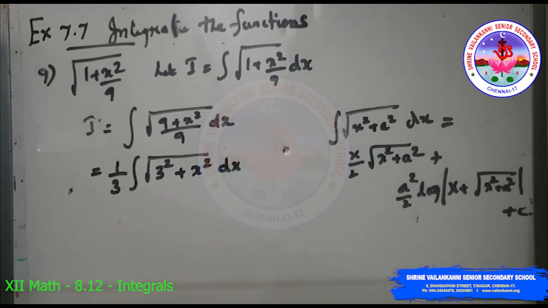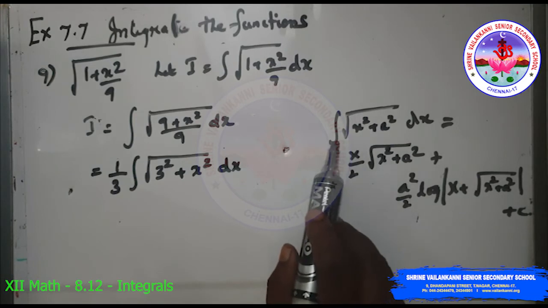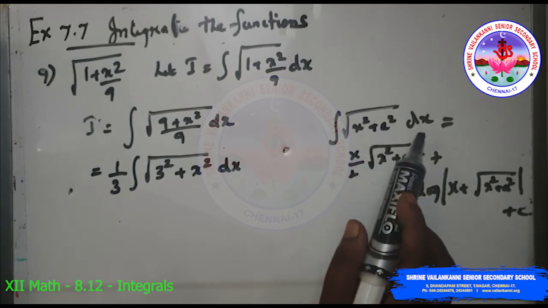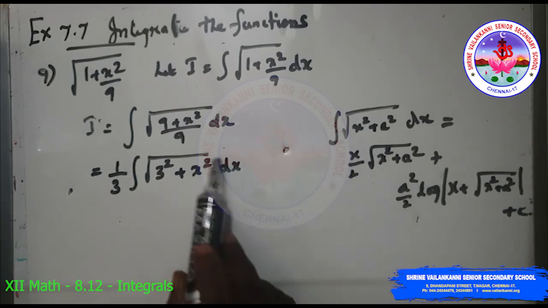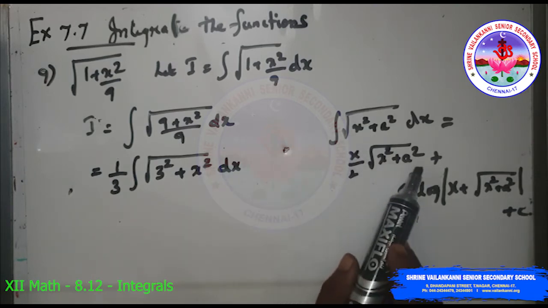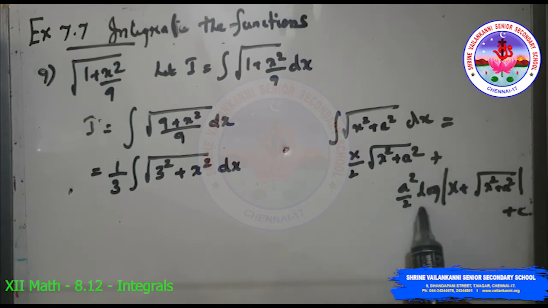Which is nothing but integrals of the type integral of root of x square plus a square into dx. Here a is 3 and x is x. So we are going to write this as x by 2 root of x square plus a square plus a square by 2 log of modulus of x plus root of x square plus a square plus c.